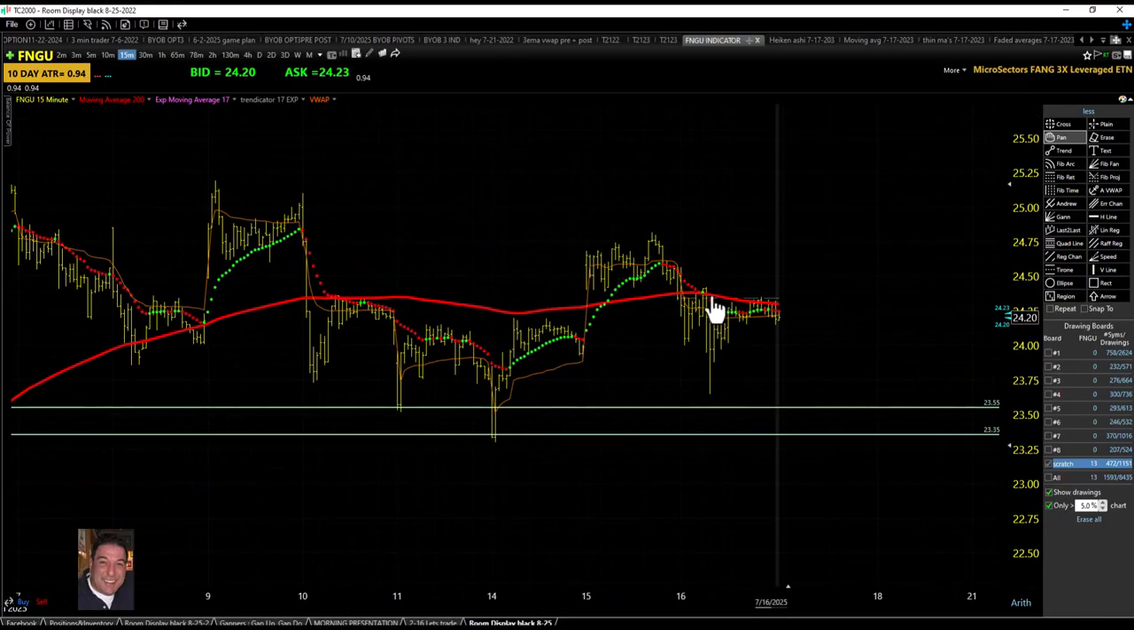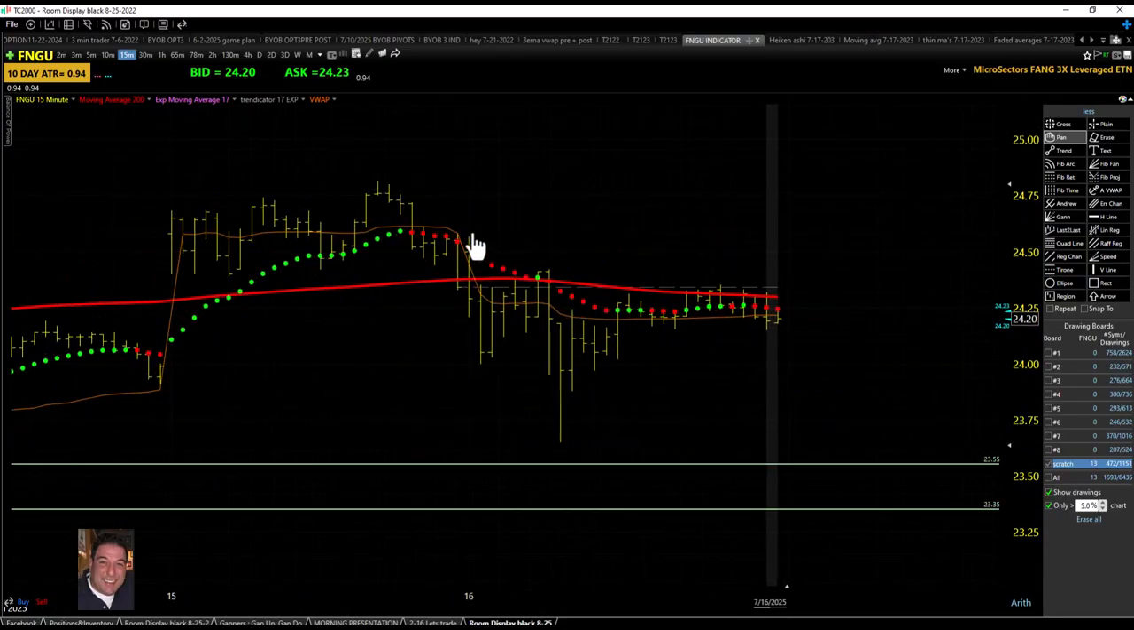FNGU, price action here for FNGU. Again, continued selling from the day before. We're finding ourselves under the 200 SMA, but knocking on the door. We did spend some time, look at this, over VWAP. That's bullish when we're over VWAP.